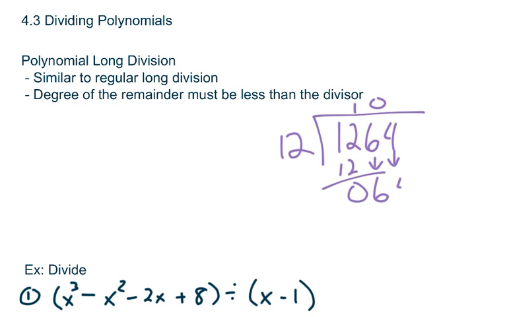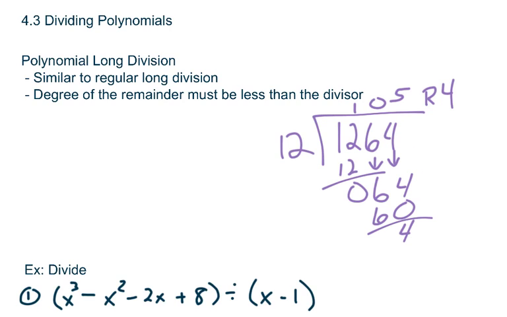And then we bring down the 4. How many times does 12 go into 64? That would be 5. Okay, so 12 times 5 is 60. And then we'd have 4 left over, so then we could have 105 with a remainder of 4. Okay, the same idea is going to happen with polynomials. We're just going to do the same thing.